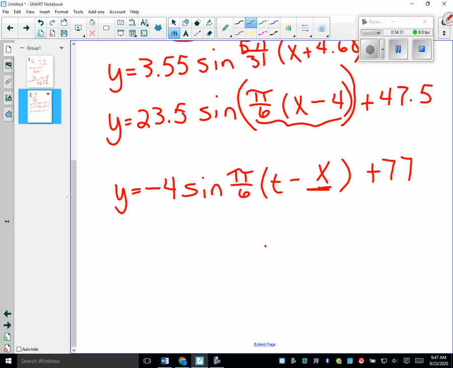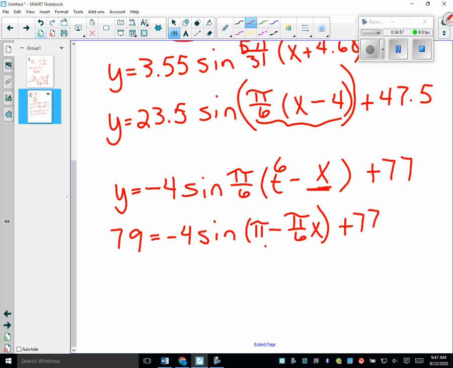When I distribute this, if this is 6, is it going to be gone? That's why I chose June. So I have 79 equals negative 4 sine of pi minus pi over 6x plus 77.